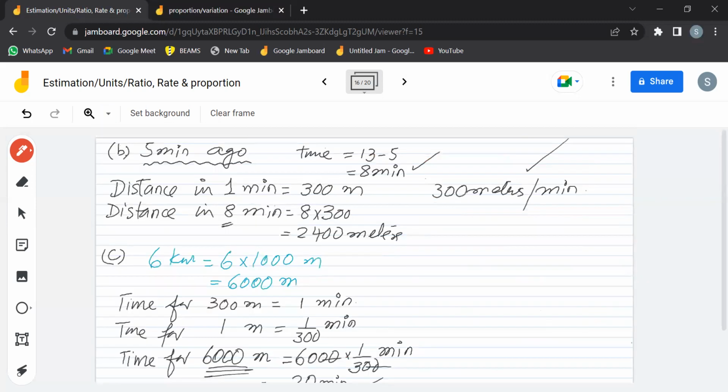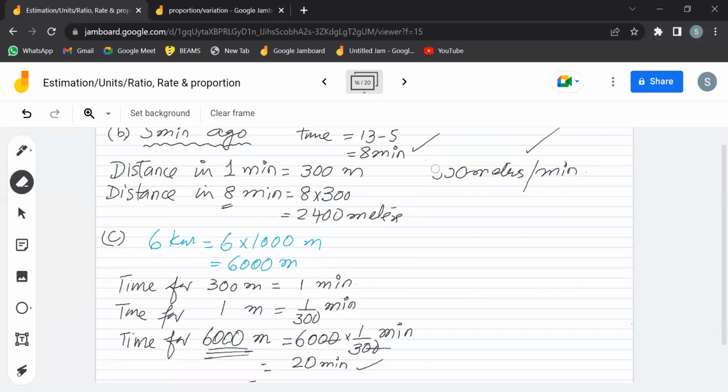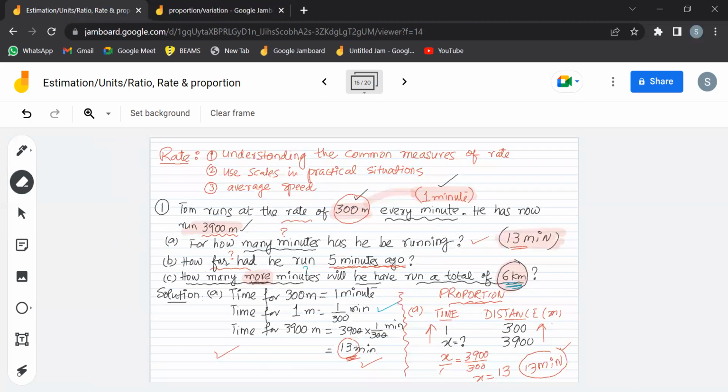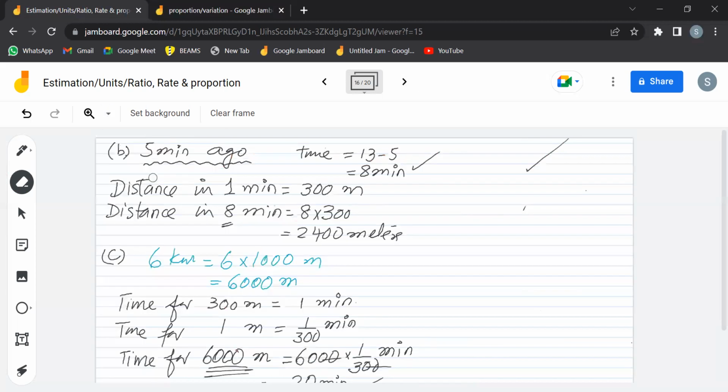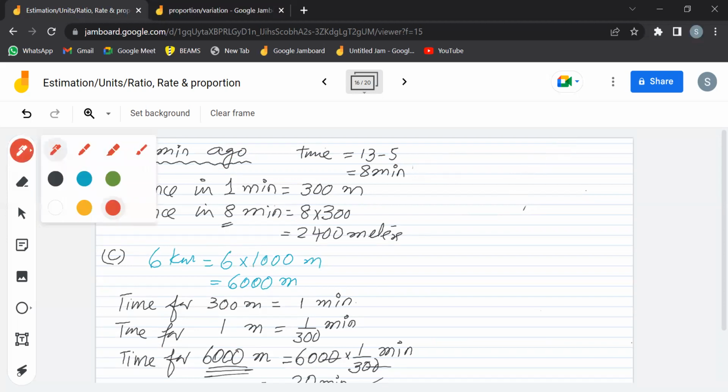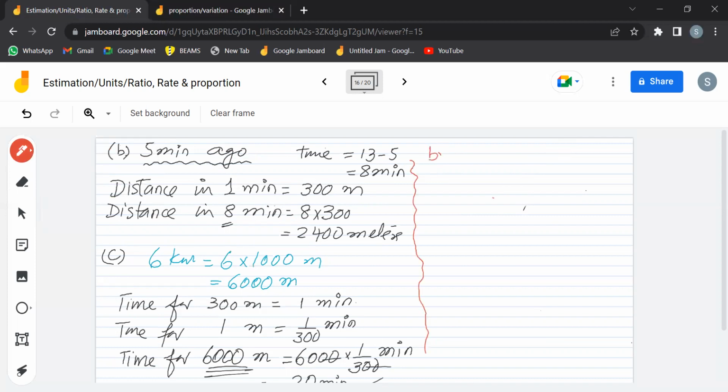Also, the second part of this question was: for how far had he run 5 minutes ago? And the third part was: how many more minutes will he have run a total of 6 kilometers? Now, after deciding the time 5 minutes before, I can solve part B. So this working is the basic working.